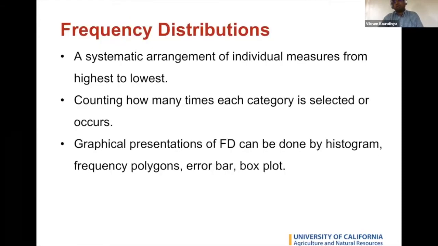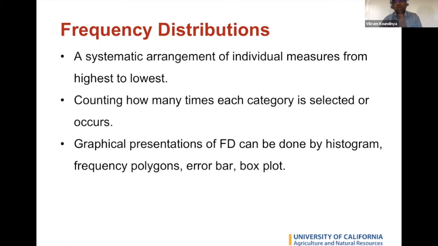Today, one of the methods that we are going to focus on is how to use frequency distributions to understand the pre and post test data and how to interpret and report the analysis. A frequency distribution is a systematic arrangement of individual measures from the highest score to the lowest score. So you can arrange it in descending order. And it is basically counting how many times each category is selected in a question.